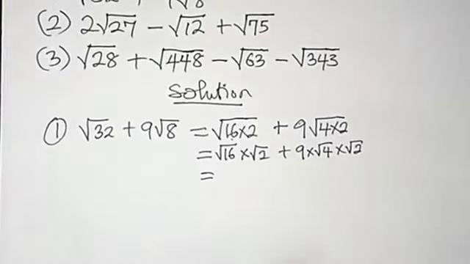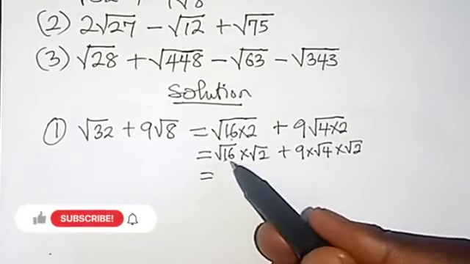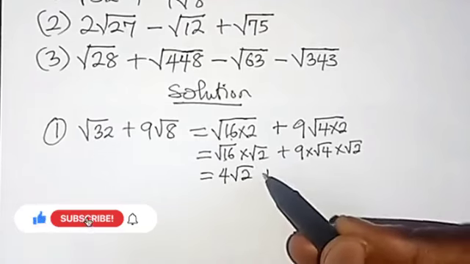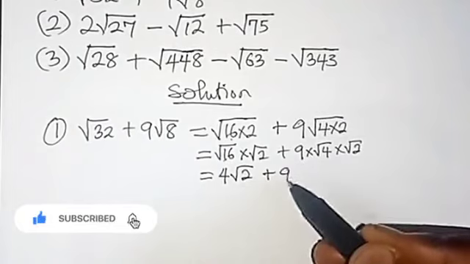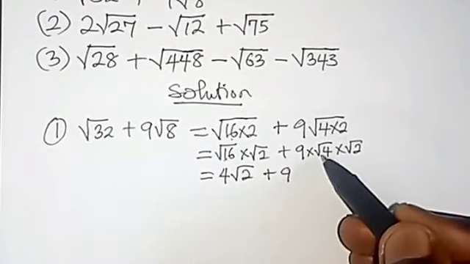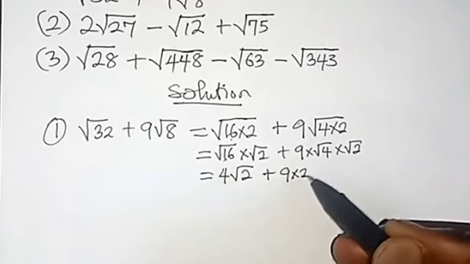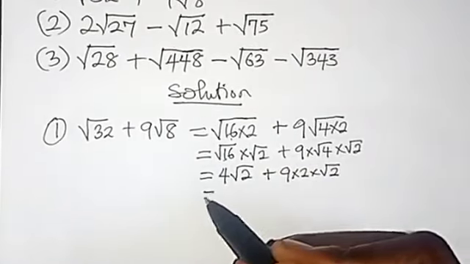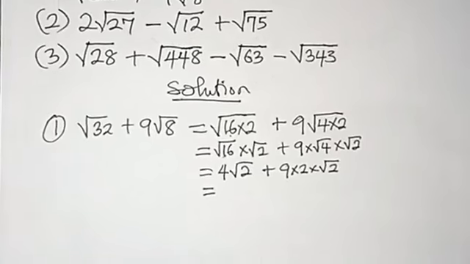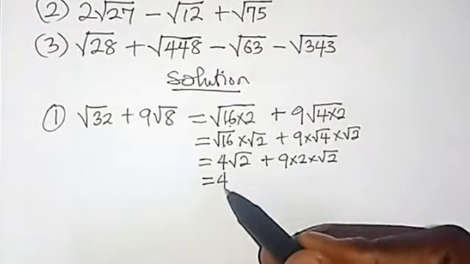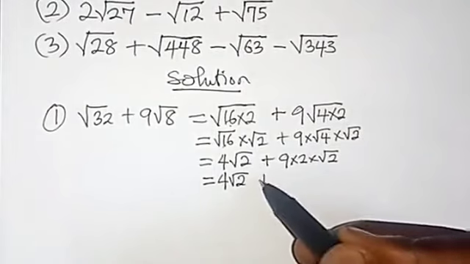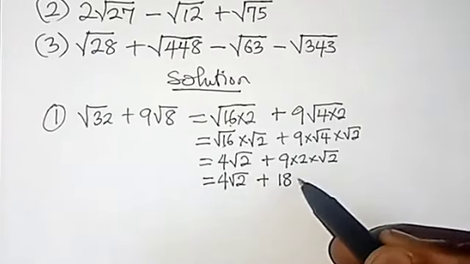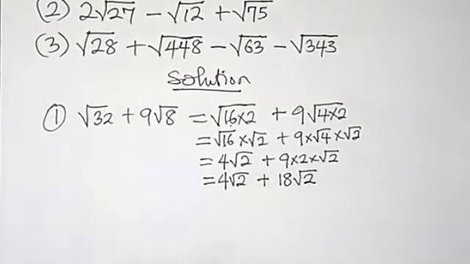Now, if I take the square root of 16, I will have 4. Then I'll multiply with this, I will have root 2 plus, I'll keep my 9. Square root of 4, I will have 2. So the 2 will multiply this 9, then multiply by root 2. If we further solve this, we are going to have 4 root 2 plus this times this, I'm going to have 18. Then multiply with this, I will have root 2.